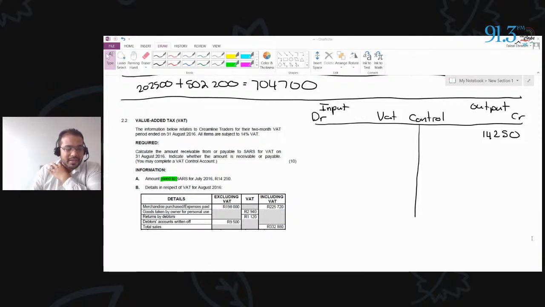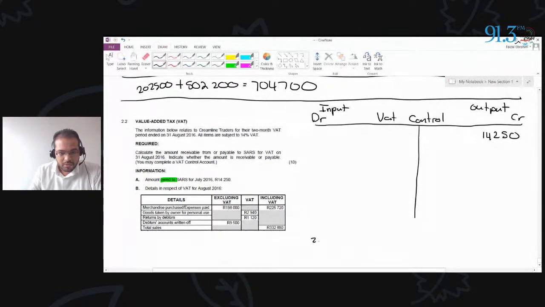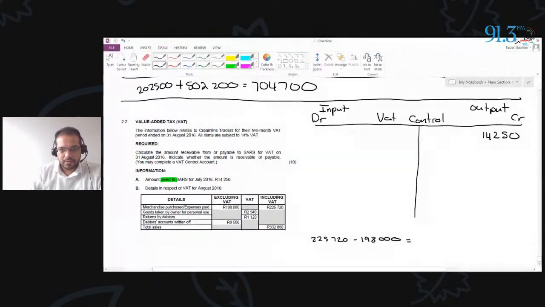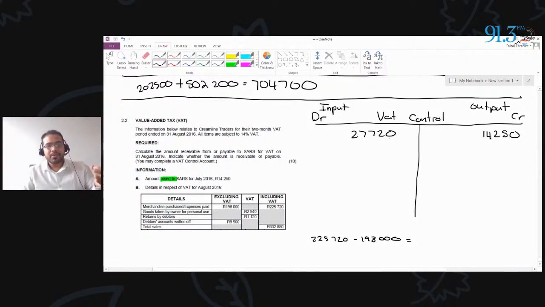Merchandise purchase, expenses paid. So we've purchased merchandise. So if merchandise is purchased, which means the goods are flowing inwards, which means I'm allowed to claim from SARS, and therefore we put it on the input side. And how do we calculate it? We'll do our calculation here on the side quickly. 225720 minus 198, and that is 27720. So we'll have 27720 over here. Now remember, people, the rule that I said at the beginning I'm going to work with is: is the goods coming in or is the goods going out. I've purchased merchandise, the goods are coming in, therefore it is on the input side. SARS also says the following: any expenses incurred in the business for the purpose of running the business, you're allowed to claim it back. Okay, remember that.